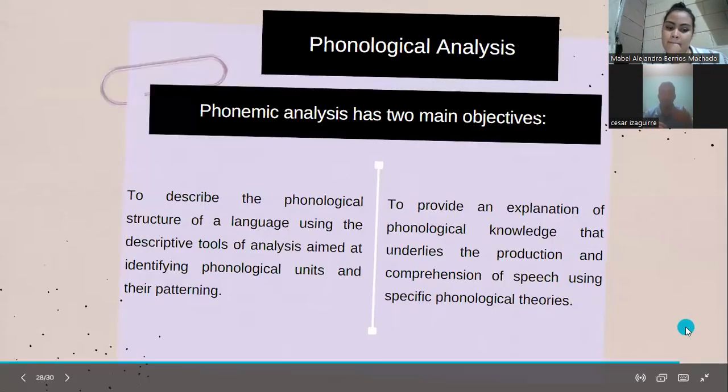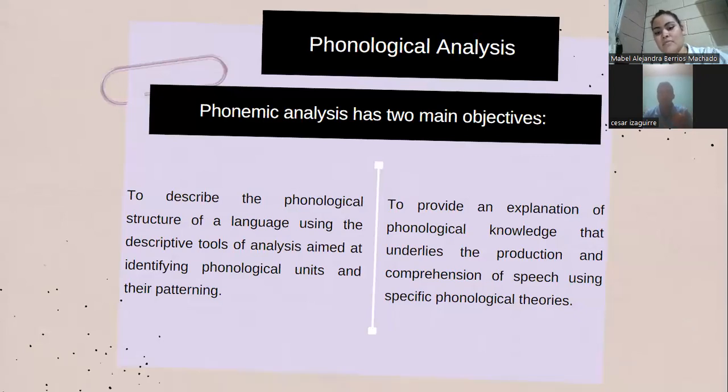Then phonological analysis. Phonological analysis has two main objectives. Number one is to describe the phonological structure of the language using the described tools of analysis, and to identify phonological units and their patterns. And the second is to provide an explanation of the phonological knowledge that underlies the pronunciation and comprehension of speech using specific phonological theories.